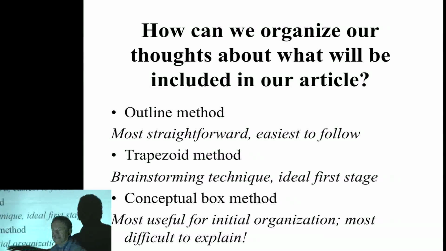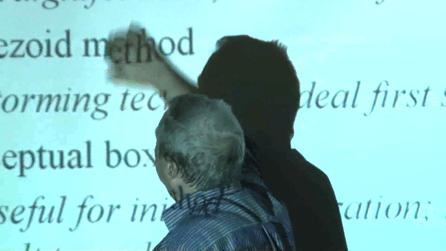Some people actually can organize in their mind by seeing their research as a series of boxes that represent different parts of the story. That is very useful, but it is very difficult to explain. Some people, when they take baths or showers, can visualize boxes and use that to tell a story. But many of us can't. So we will concentrate on these 2 approaches, the outline method and the trapezoid method.